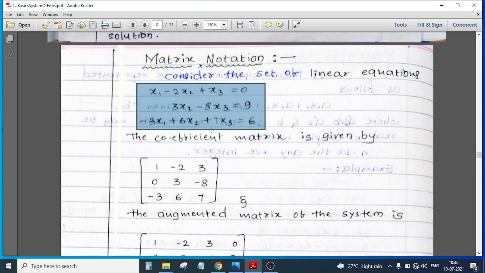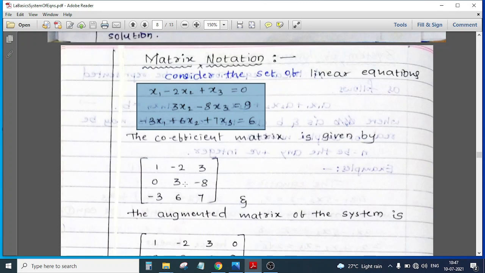Next, how could it be represented in the form of a matrix? If you observe here, the first equation is x1 minus 2x2 plus 3x3. That means what is the coefficient of x1? 1. So therefore we have written here 1. What is the coefficient of x2? Minus 2. Therefore we have written here minus 2. What is the coefficient of x3? It is 3. So that's why we have written here 3.